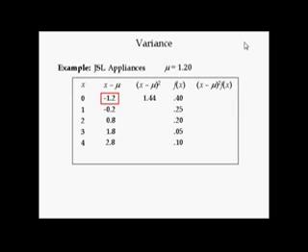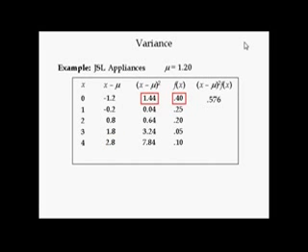The first squared deviation from the mean is equal to negative 1.2 squared, which equals 1.44. The second squared deviation from the mean is equal to negative 0.2 squared, which equals 0.04. The third squared deviation from the mean is equal to 0.8 squared, which equals 0.64. The fourth squared deviation from the mean is equal to 1.8 squared, which equals 3.24. The fifth squared deviation from the mean is equal to 2.8 squared, which equals 7.84.